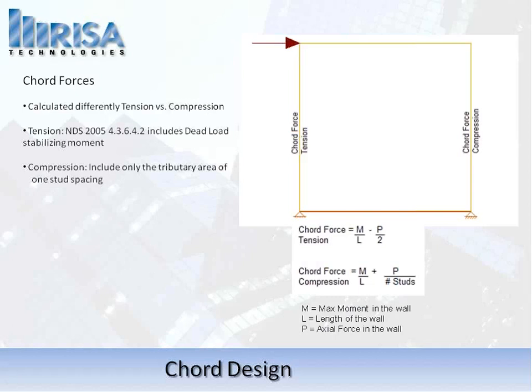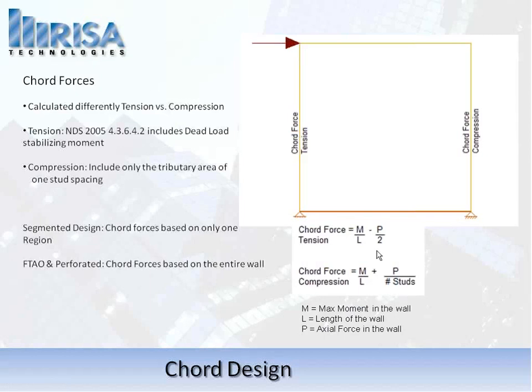Okay, so if we look at this in a calculation format, for the chord force we're using the moment divided by the length to find that in tension. And then we see here that we're actually subtracting out the force, the P, which is the axial force, over 2 for the tension. Now, for compression, we're not taking that full P over 2. We're taking just the P of 1 divided by 1 stud's dimension. So if we're 16 inches on center, we're just taking that little portion of that into play for the compression there. Okay, so we've got those 2 different methods for calculating the compression versus the tension side.